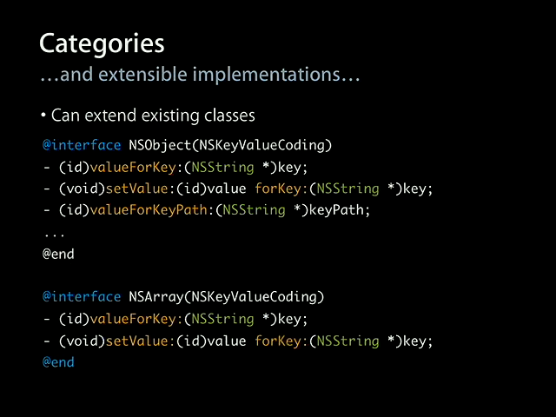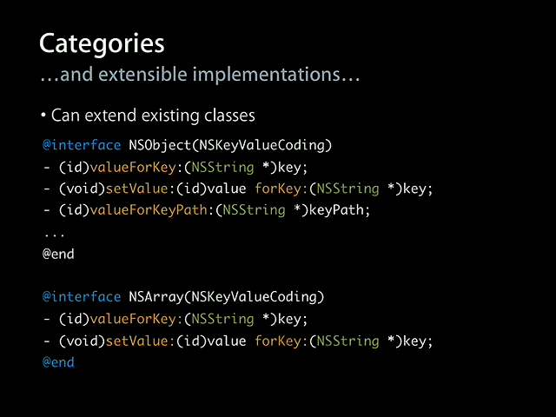Or you can use categories to provide extensible implementations. Now this gets back to, we can't talk about a language without also talking about the kit of objects. And this is behavior provided by the Foundation on NSObject. Key value coding and key value coding extensions on NSArray. But one example of many of these kinds of things.